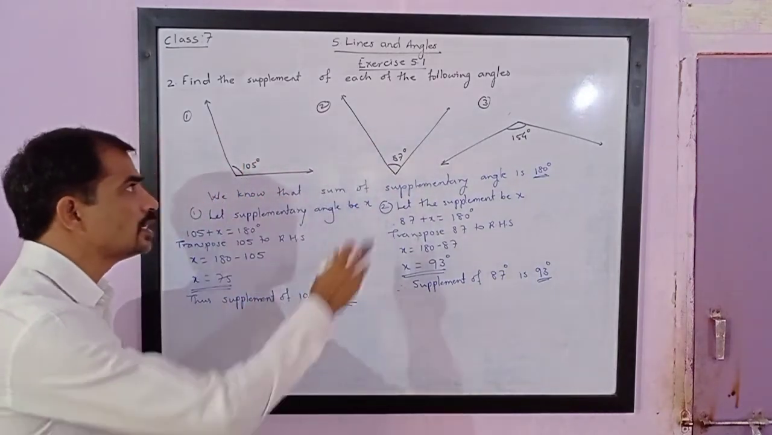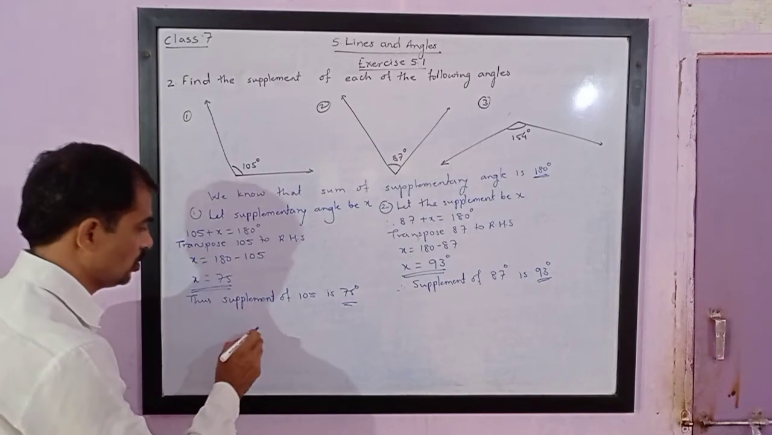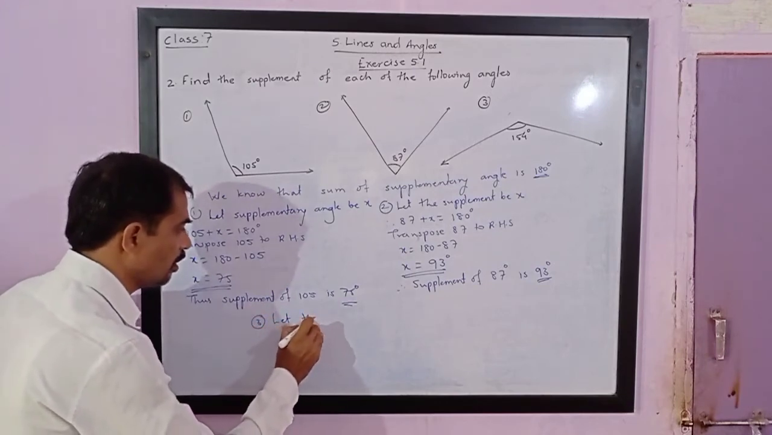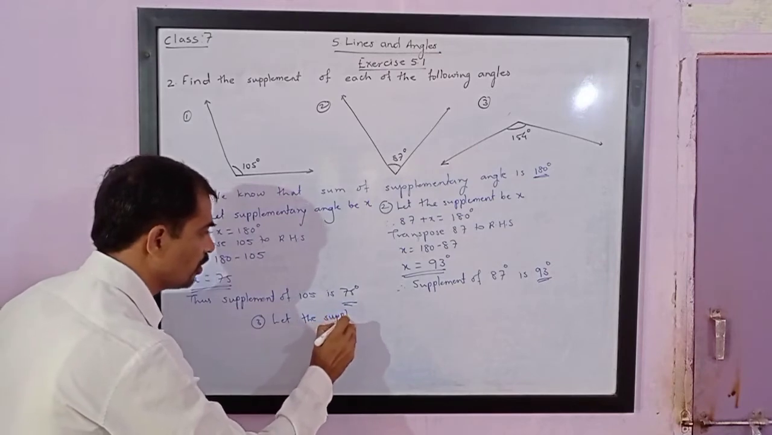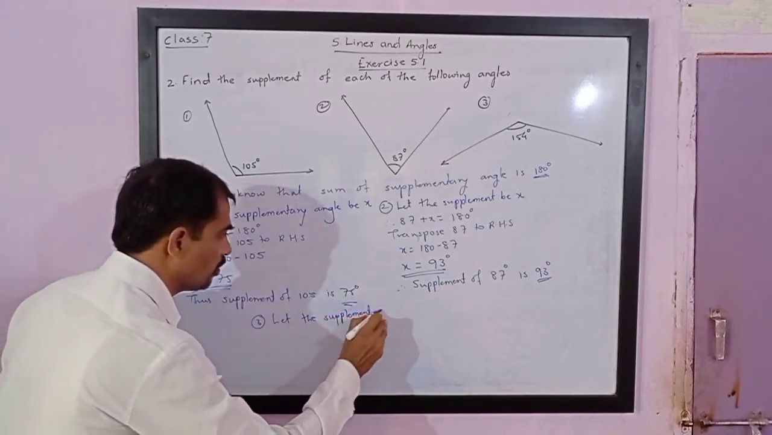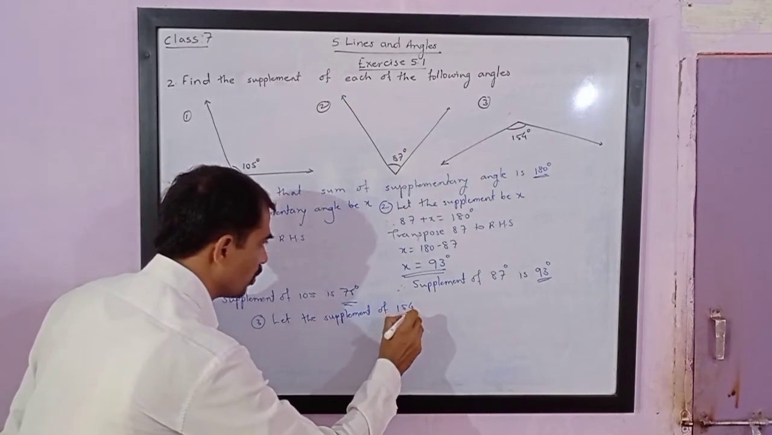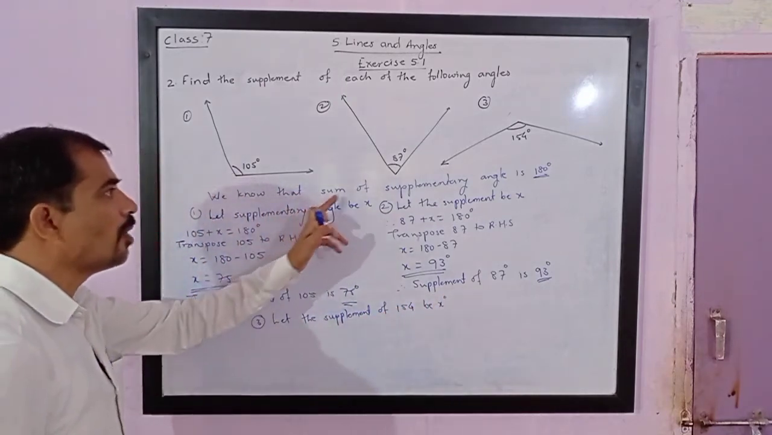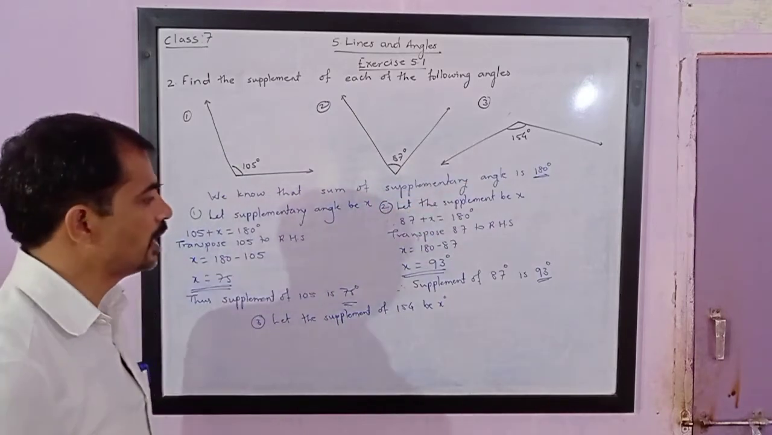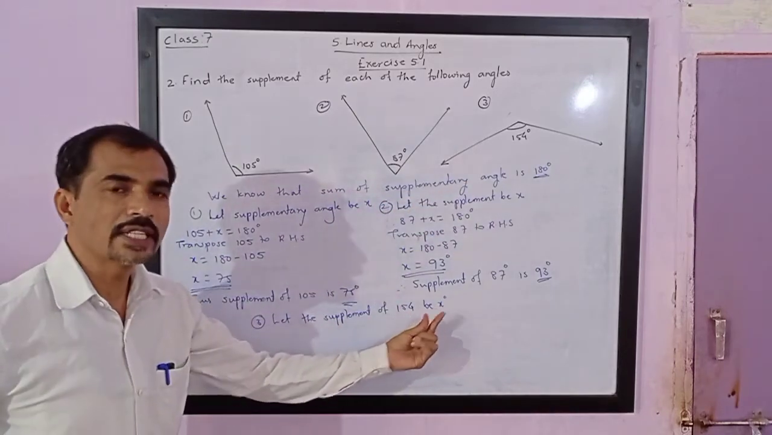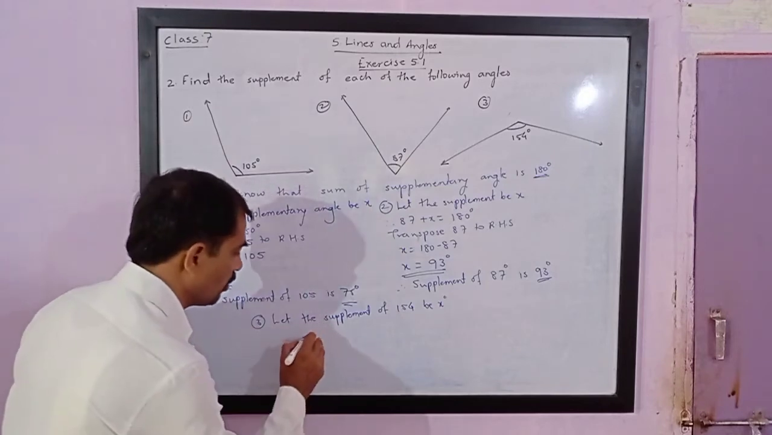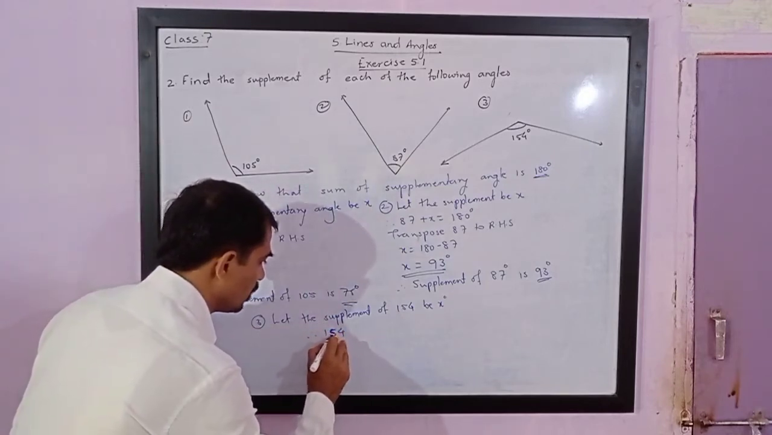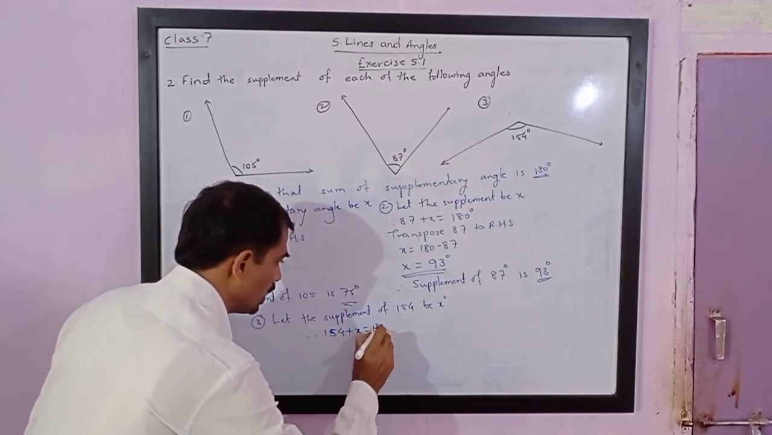Now third is 154 degrees. So third I am solving here. Let the supplement of 154 be x. So we know that the sum of supplementary angles is 180 degrees. It means 154 plus x must be equal to 180 degrees. Therefore we get 154 plus x is equal to 180 degrees.